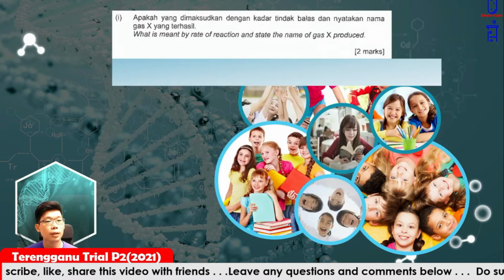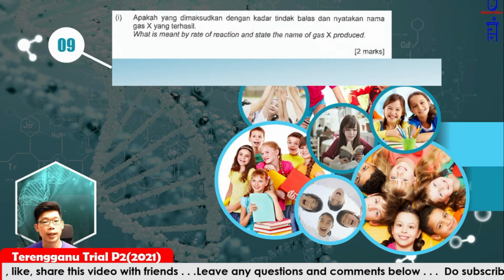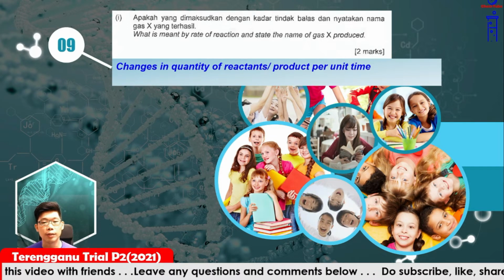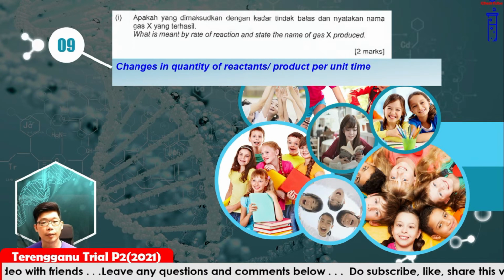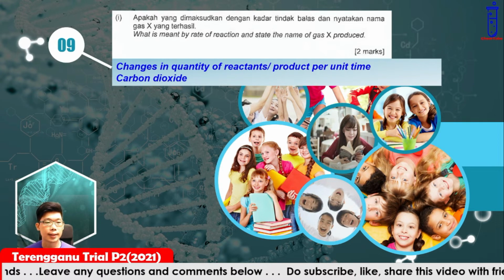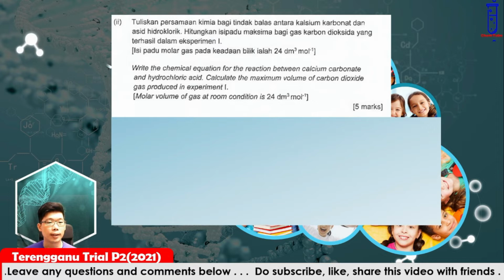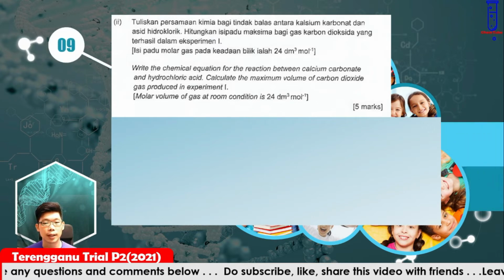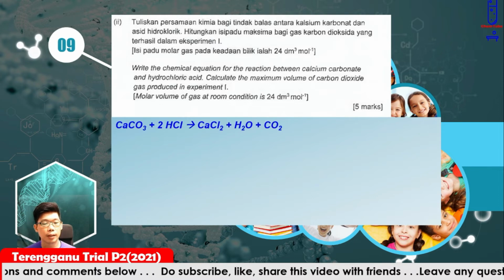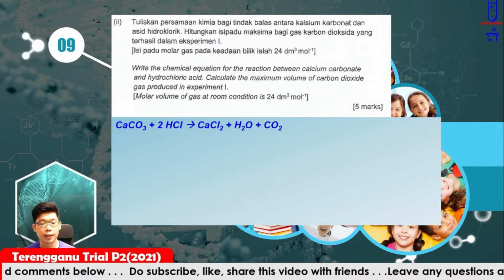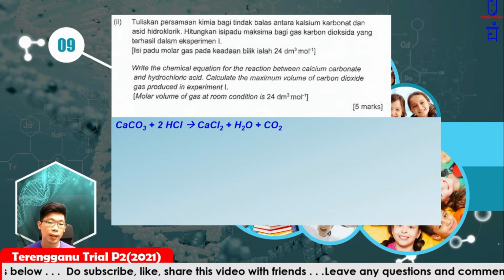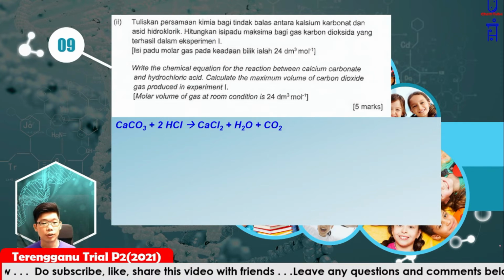Now what is meant by rate of reaction here is the change in the quantity of the reactants or products per unit time. So state the name of the gas produced. So this one will be carbon dioxide gas. Now write the chemical equation for the reaction between calcium carbonate and hydrochloric acid. Okay, so calcium carbonate with hydrochloric acid produces calcium chloride, water and carbon dioxide. So this one is a very common chemical equation, you should know.